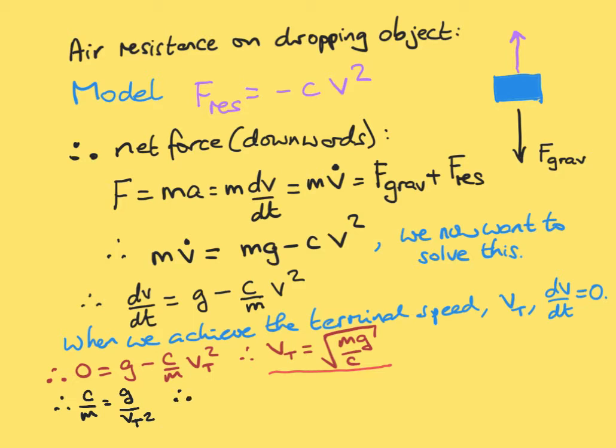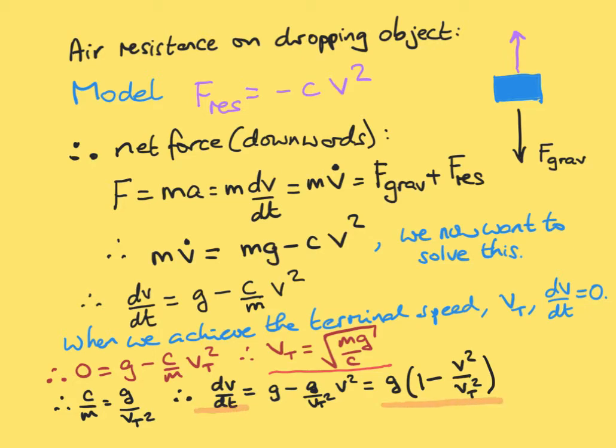So therefore, dv/dt, the acceleration of the object as it falls, is g minus g over Vt squared times v squared. And we can just tidy that up a little bit. g is a common factor, times 1 minus v squared over Vt squared. And that is a differential equation that we want to solve on the next slide.